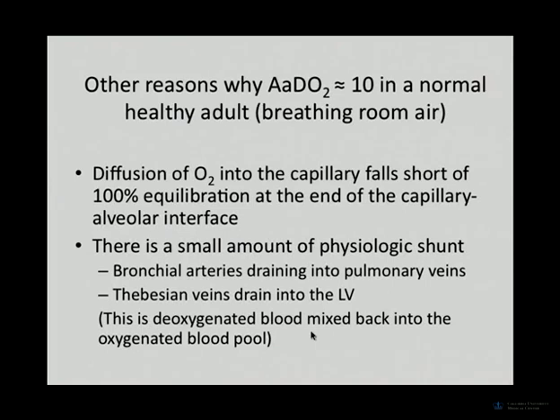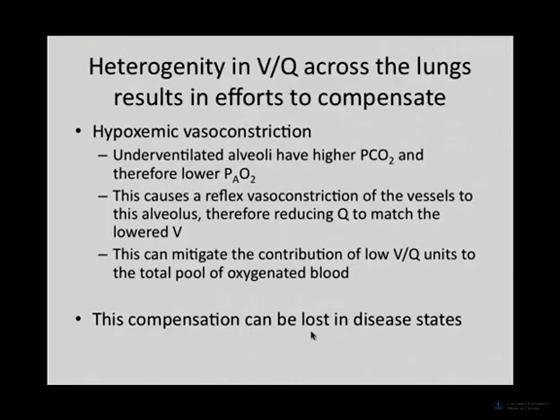But for the most part, let's just think about this AA gradient in a normal healthy person of 10 as being a function of VQ, physiologic VQ imbalances in the lung. Okay. So I do want to throw out here just a small comment, because you'll hear about it in some disease states. The body tries to compensate for this, and it compensates for it by this thing called hypoxemic vasoconstriction.